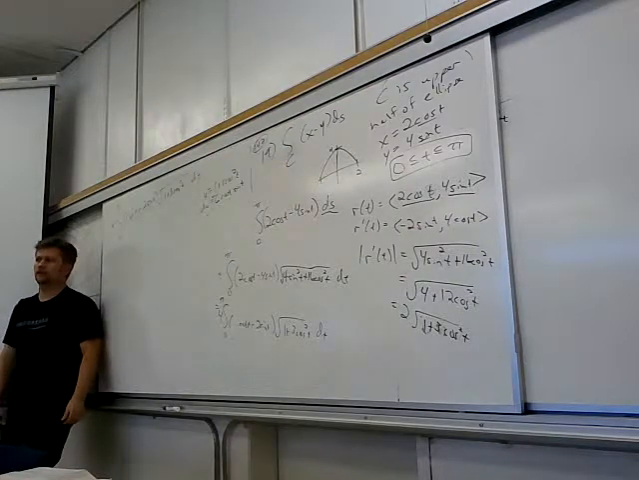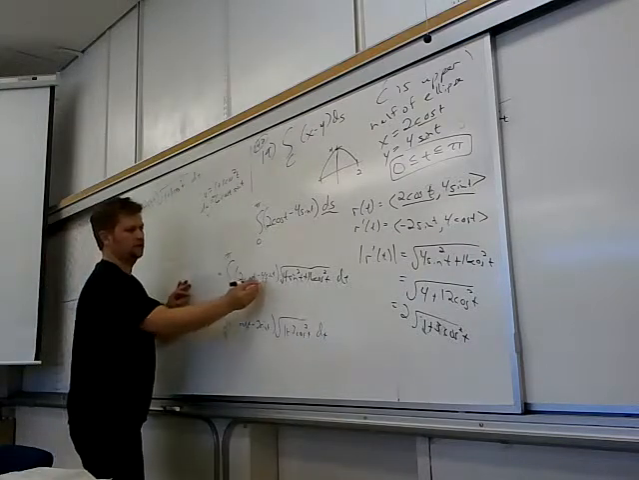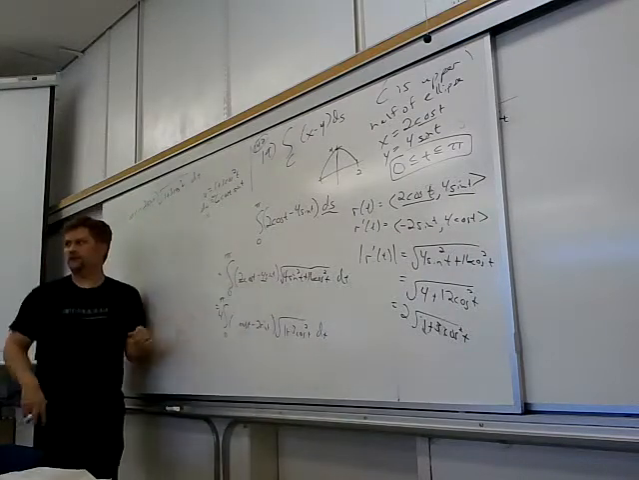Where'd you get the 4? I thought you had a 2 outside the square root. The 4 in front of the... Oh yeah, here's another factor of 2. Oh, there you go. And then that factor of 2, yeah.